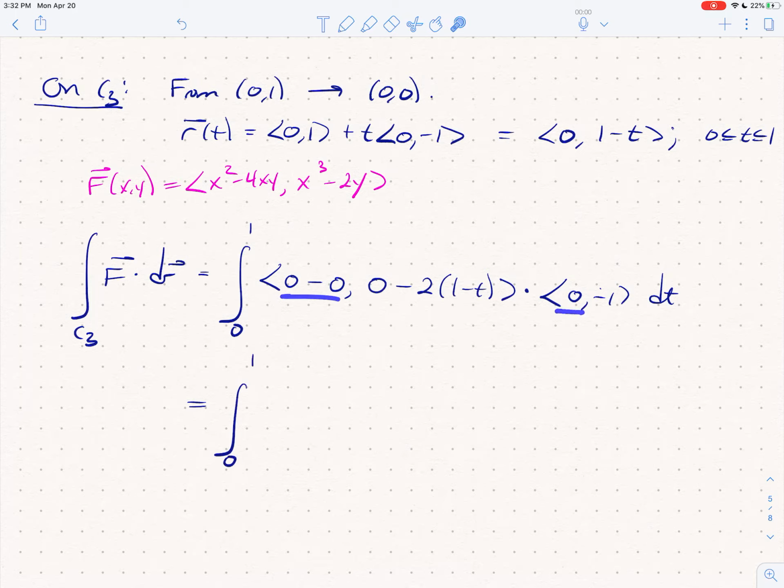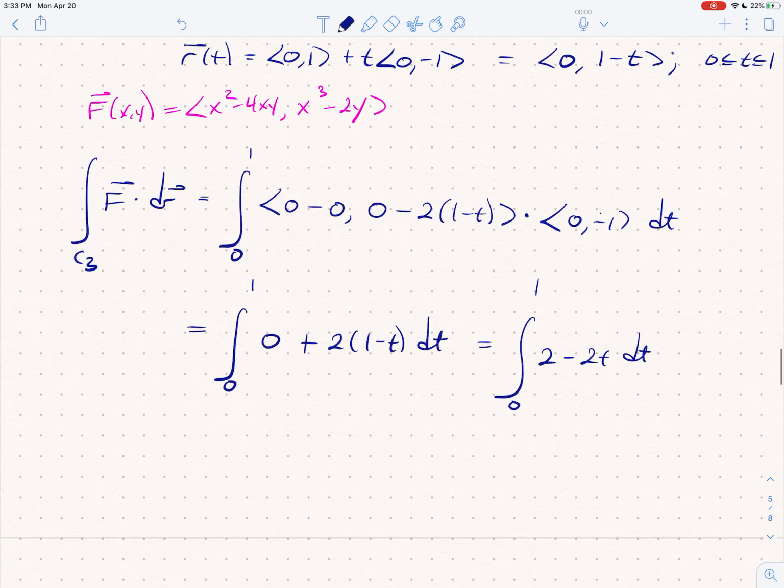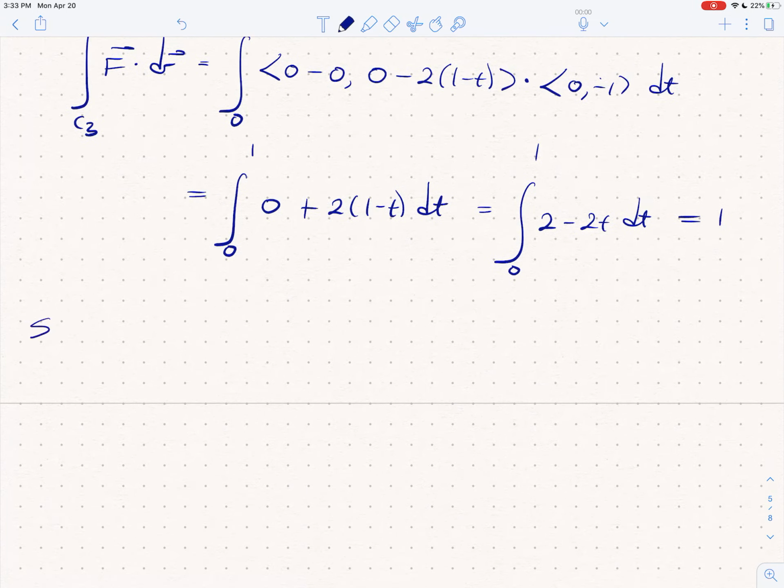Okay, let's think it through. 0 and 0, that gives me 0. And then this one, I'm going to have negative 1 dot this guy. So it's just going to be 2 times 1 minus t dt. So this is just the integral 0 to 1 of 2 minus 2t dt. I'll let you work this one out, but you should get 1. So you're actually going to get just a 1 there. And so the point is, let's actually finish the problem.